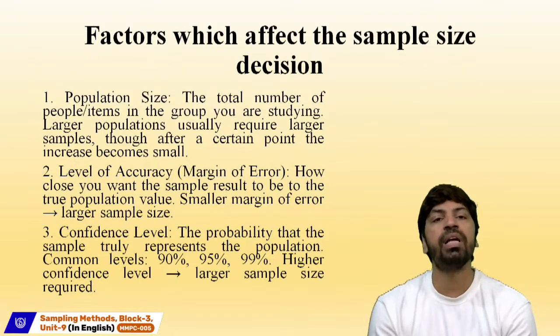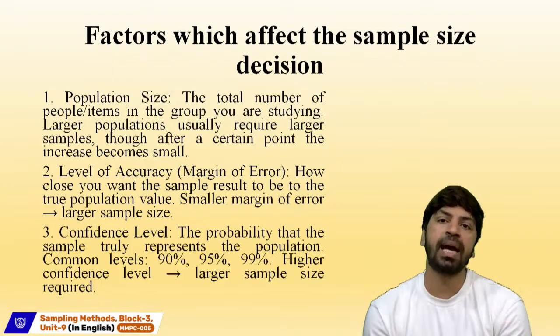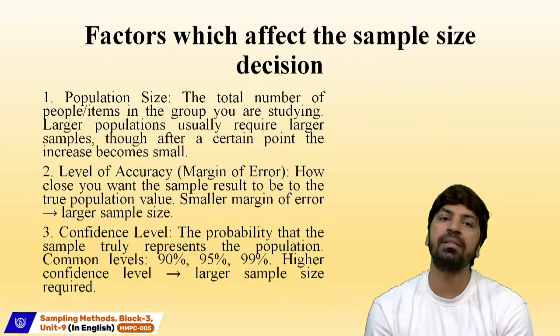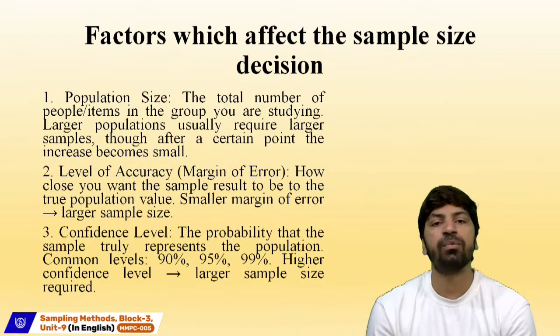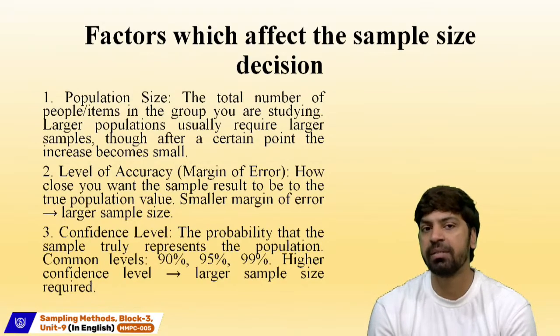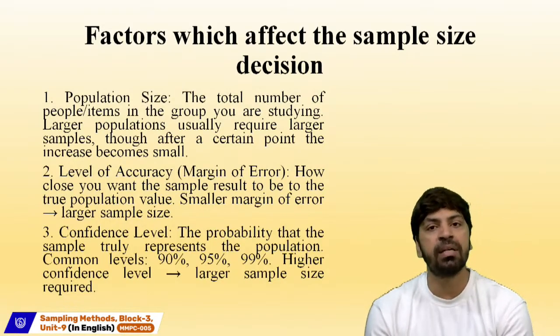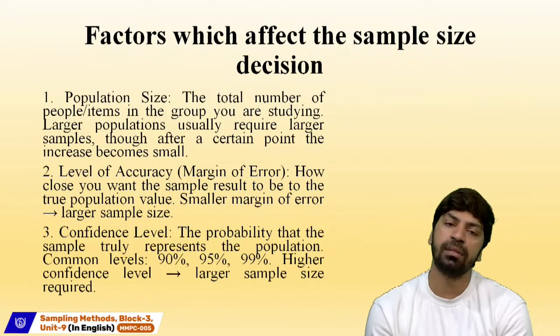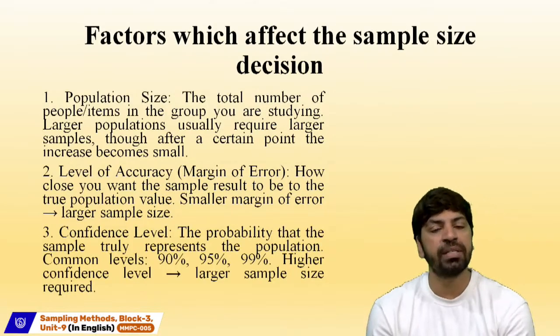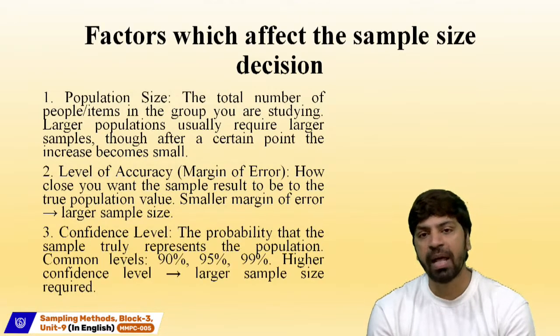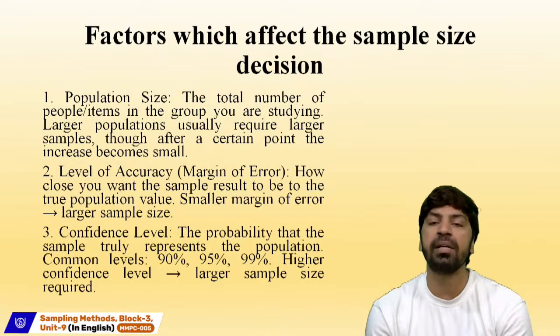The next section: what are the factors which affect the sample size decision? The first one is the population size. The total number of people and items in the group you are studying influences the sample size decision. A larger population requires a larger sample, but after a certain point the increase becomes small. The level of accuracy, that is the margin of error, is how close you want the sample results to be to the true population value. A smaller margin of error means a larger sample size.